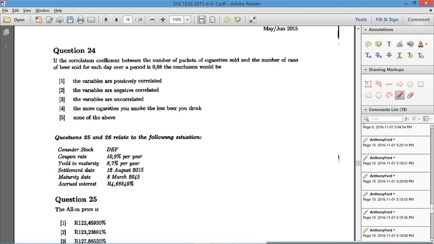Okay, 24 is theory relating to the correlation coefficient. Okay, that's R. Alright, so R here was given as 0.88. Okay, so obviously there is a positive correlation here. Okay, so option number 1.